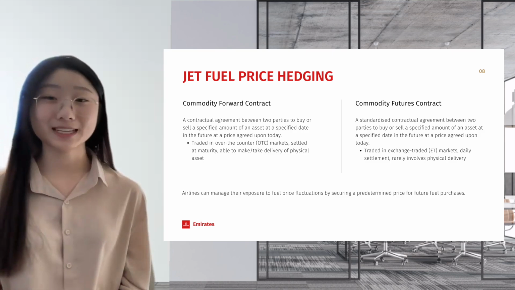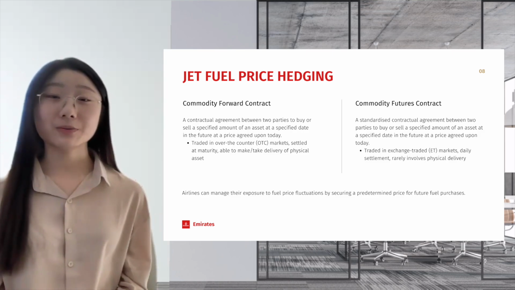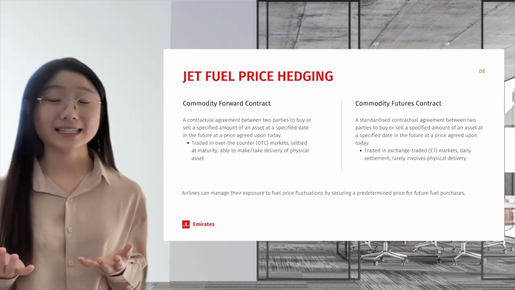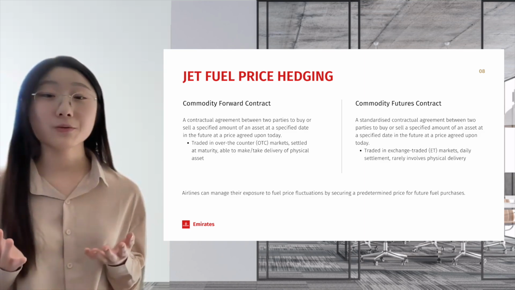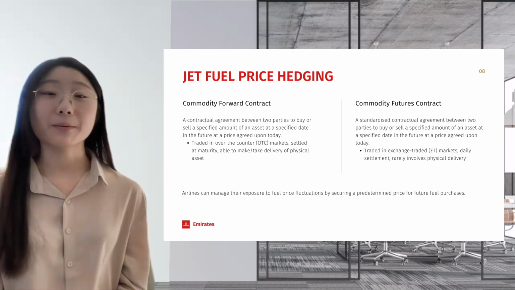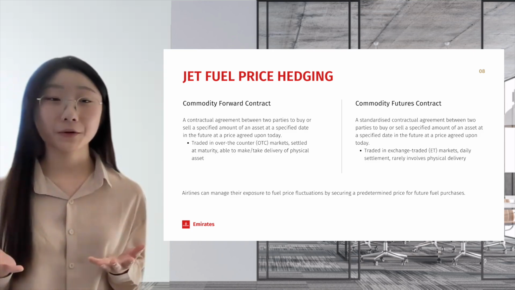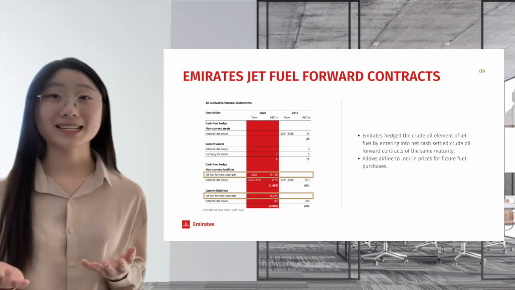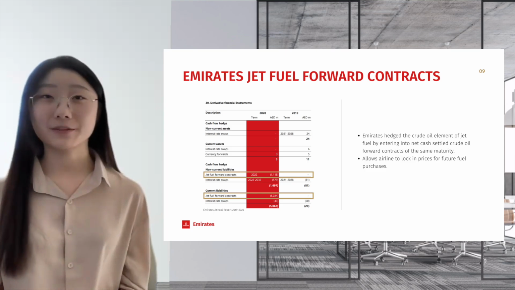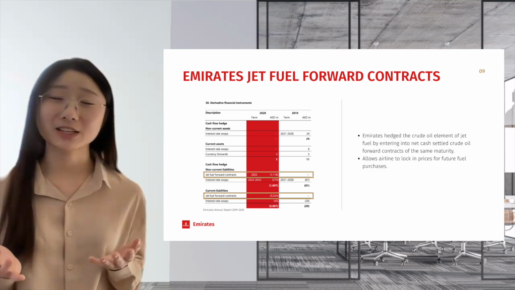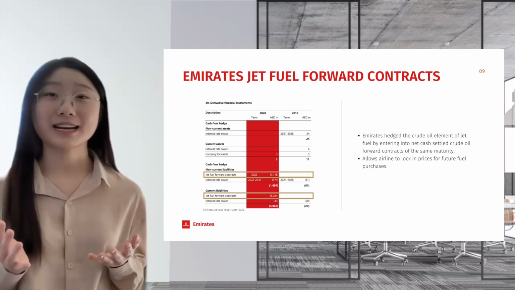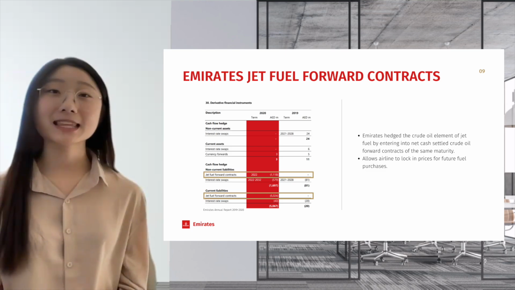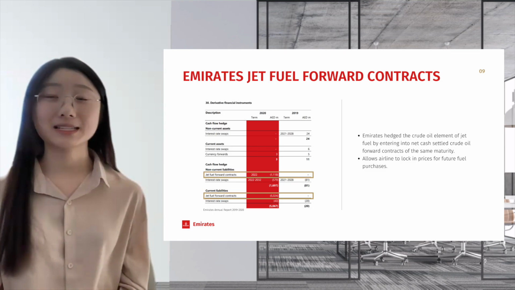rarely involve physical delivery. By entering into fuel price derivatives, airlines can manage the exposure to fuel price fluctuations by securing a predetermined price for future fuel purchases and mitigating price risk. Airlines like Emirates hedge the crude oil element of jet fuel by entering into net cash settled crude oil forward contracts. This way, Emirates can protect themselves from a potential price increase.